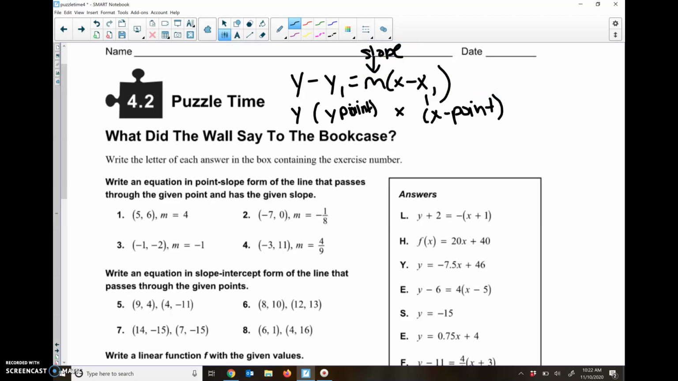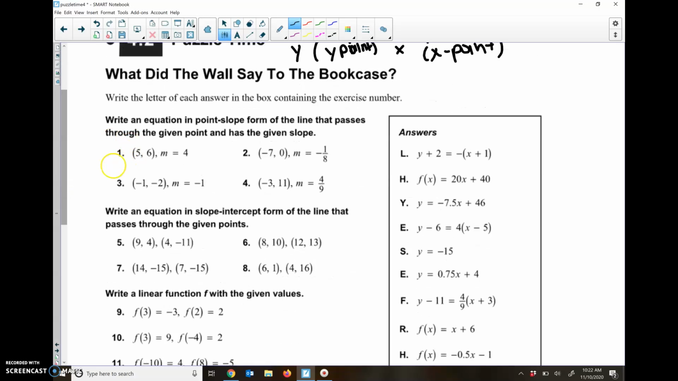So the first couple, they just want us to rewrite it. So y minus the y point is 6 here. Remember, this is x, this is y. Our slope is 4. And then x minus the x point there is 5. So y minus 6 equals 4, and then x plus 5. So as we can see, it is letter E there.